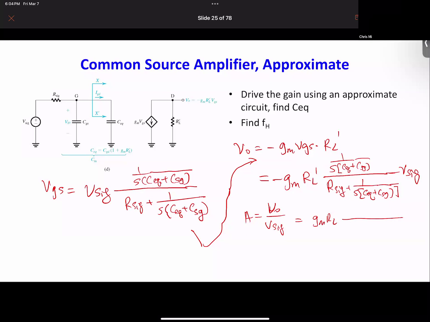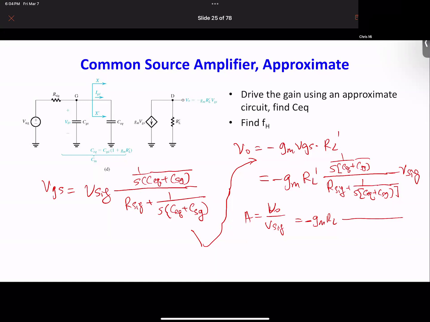You guys look at this. I need to get the minus sign over here. If omega is very small, what happens? If omega is very small, this one is very big, we can neglect this one, and then this and this will cancel. A large number over a large number gives one. So one means GM RL prime. You see, GM RL prime, that's your midband. So when frequency is low, you get the midband.